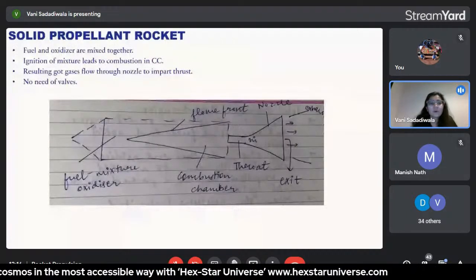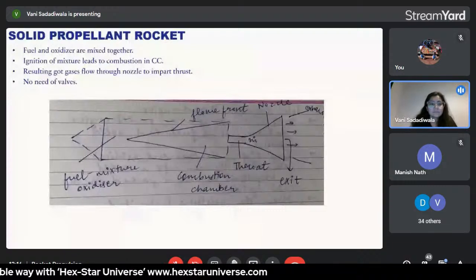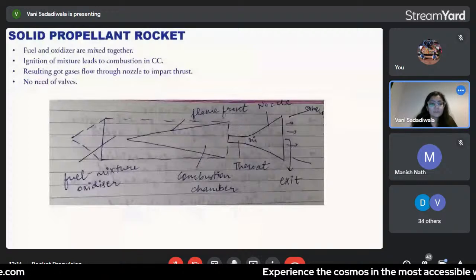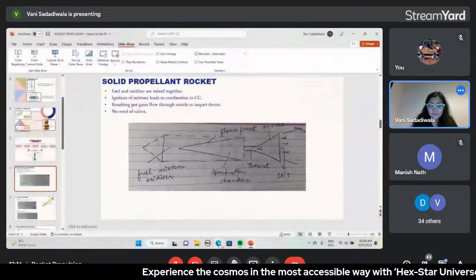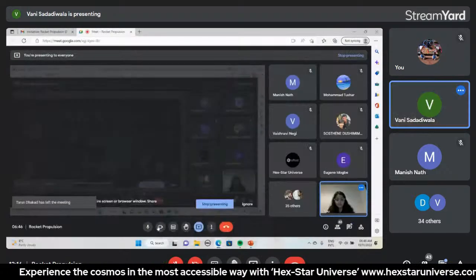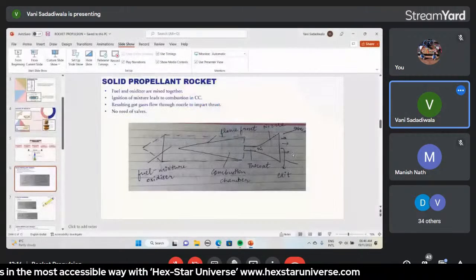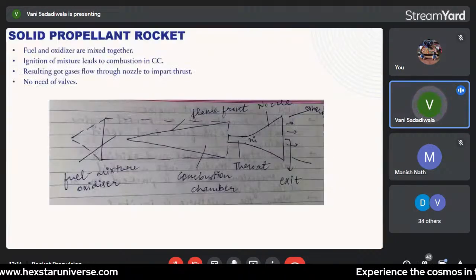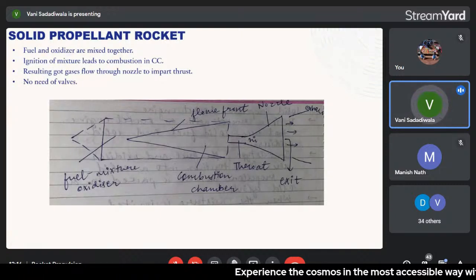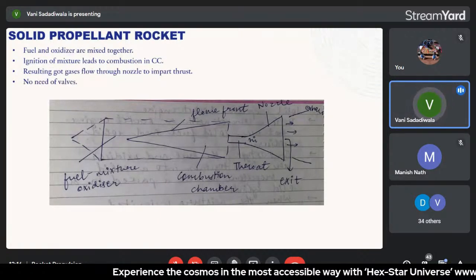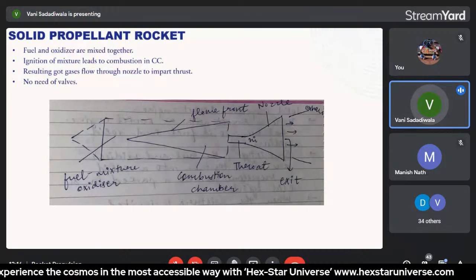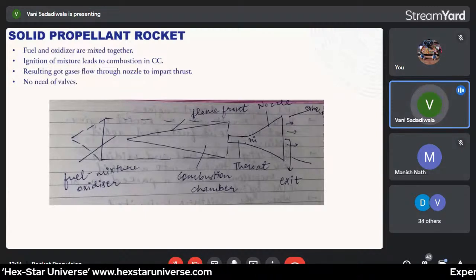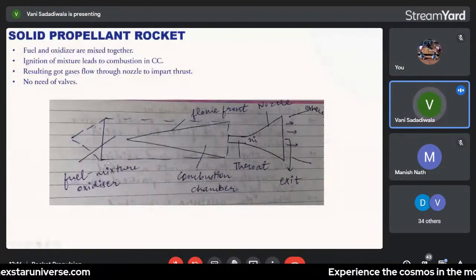Okay, so if we talk about the solid propellant rocket, the major constituents are fuel and oxidizer, which are mixed together. Generally, if I talk about the type of fuel and oxidizer taken in this kind of solid propellant rocket, as you can say it is a solid type, so the fuel and oxidizer are in the solid stage. This photo deals with the major constituents of the solid propellant rocket.